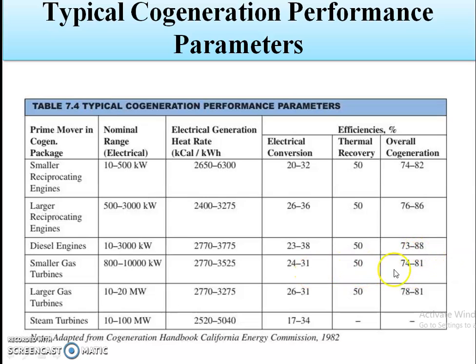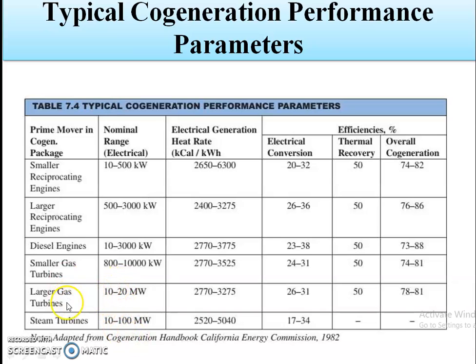As I said, from the gas turbine we get an efficiency of 74 to 81%. For the large gas turbine, we get an efficiency of 78 to 81%. Generally the gas turbine runs on natural gas. Low pressure air enters the compressor and is delivered as high pressure air to the combustion chamber. In the combustion chamber, we ignite the natural gas fuel. After that, the gas turbine rotates to produce electricity.